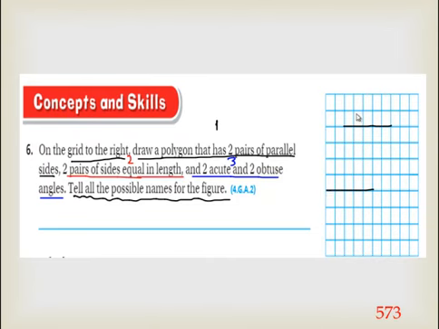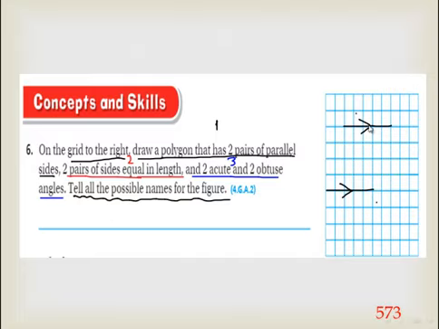Here, the first pair of parallel sides. Look at this sign and look at this sign. The first pair of our parallel sides.